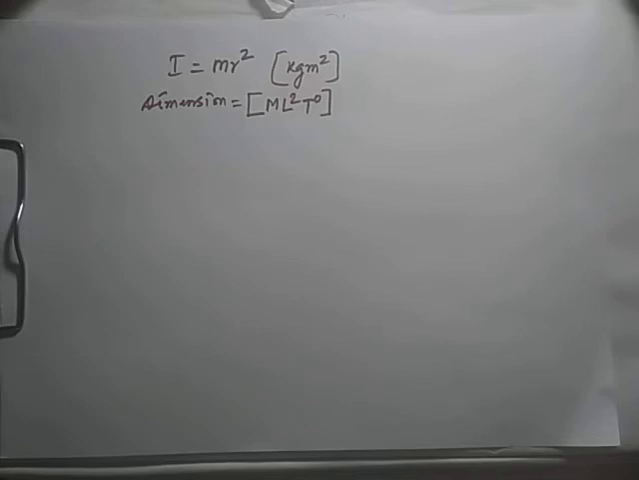So the mass of the body is a fixed quantity. However, the moment of inertia of the body is not a fixed quantity. It depends on the orientation and the position of the axis of rotation. I told you this, can you memorize this one?